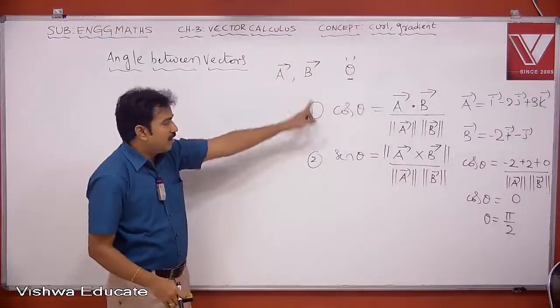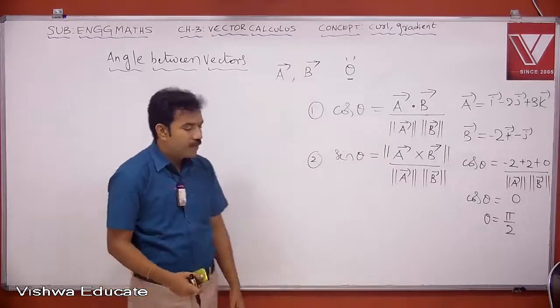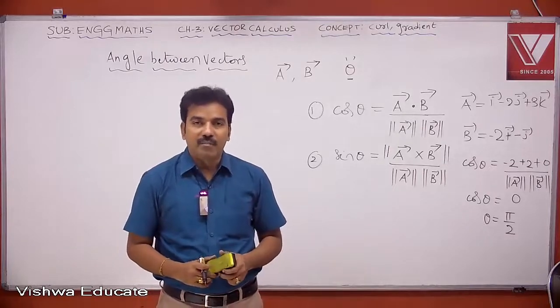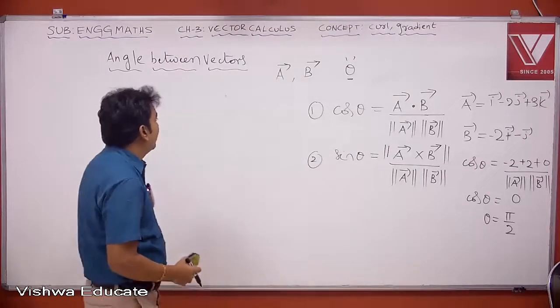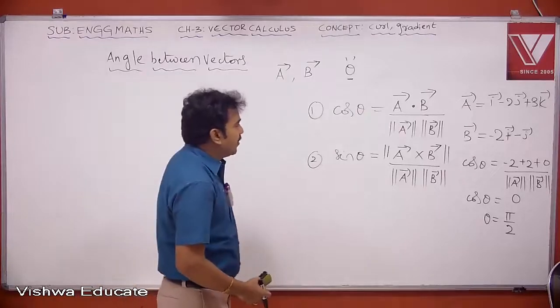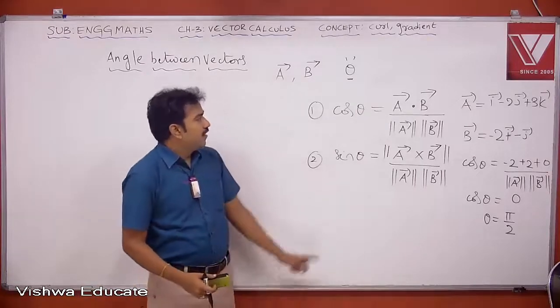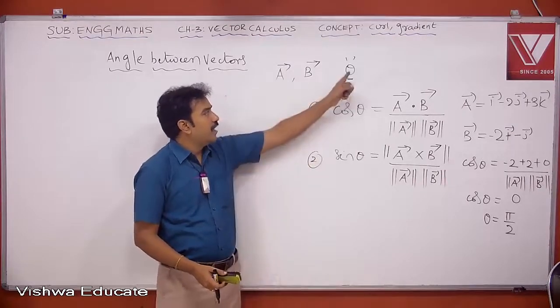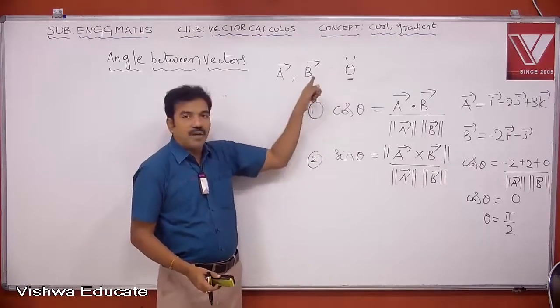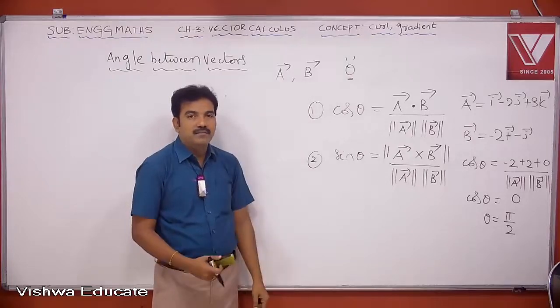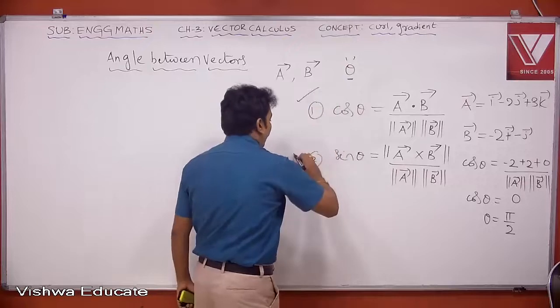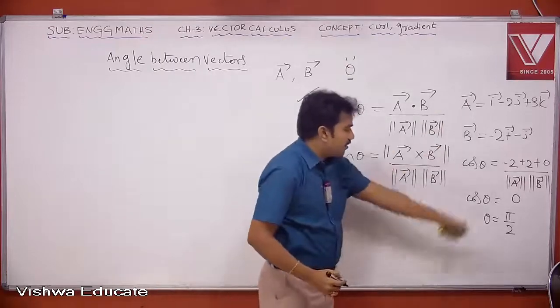Okay. So write the definition at first. Let theta be an angle between the vectors a bar and b bar. Then write these two formulae, followed by this example.